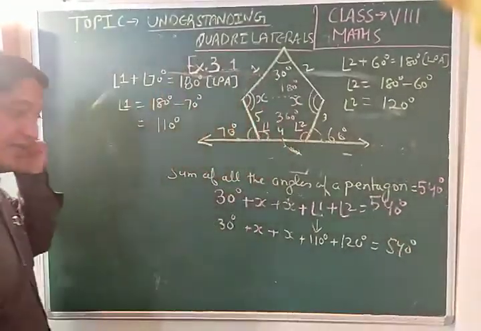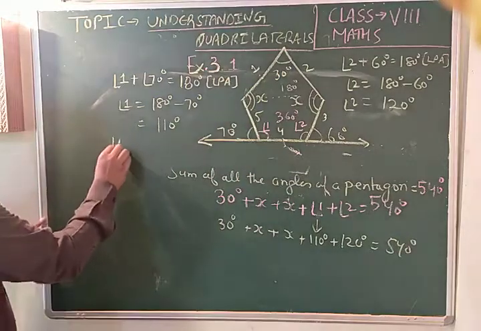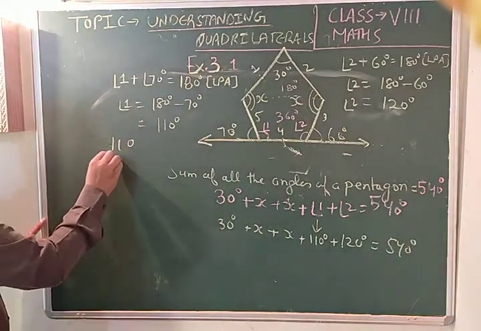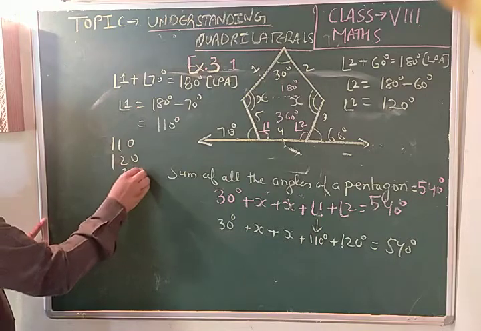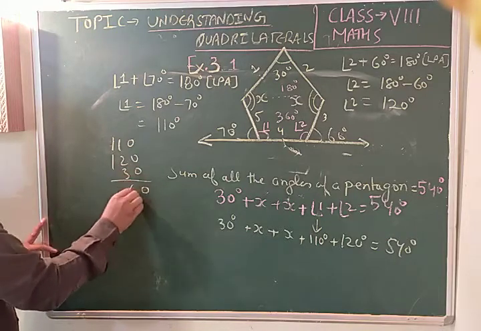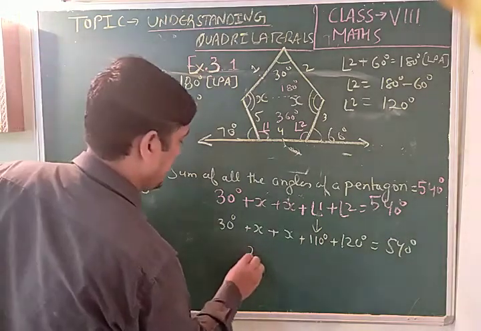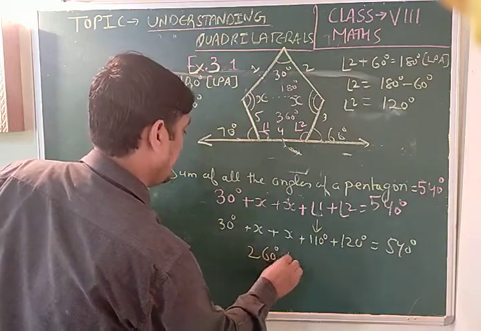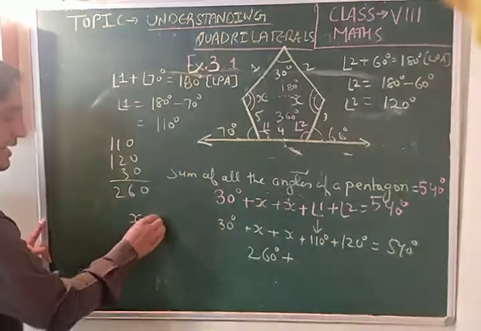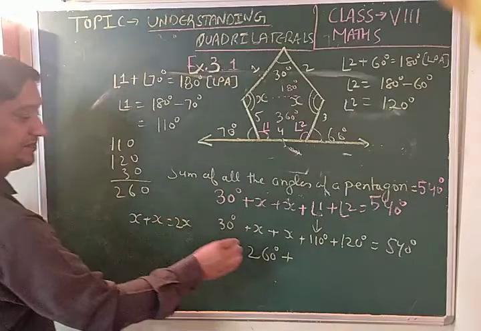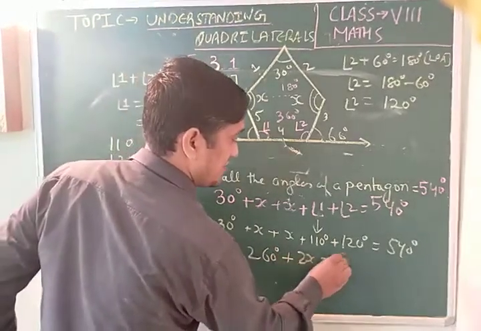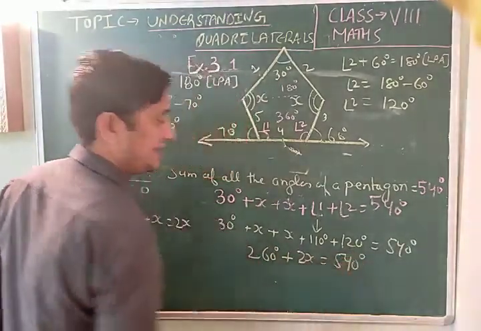540. Now add all these: 110, 110, 120 and 30. It becomes 260 degree. And x plus x becomes 2x, which is equal to 540 degree.